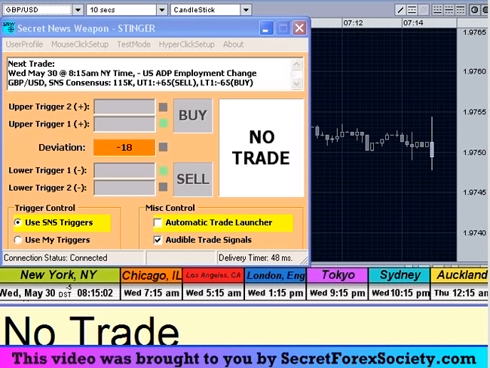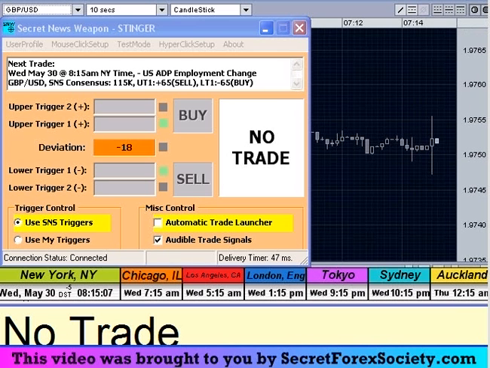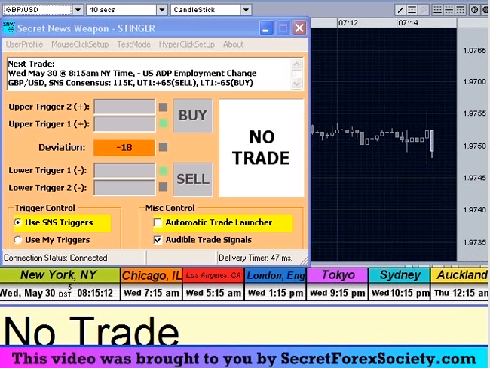Okay, no trade. It came out at 97,000, very close to expectations. Revision of the previous number was 61,000 versus 64,000. This is definitely no trade.